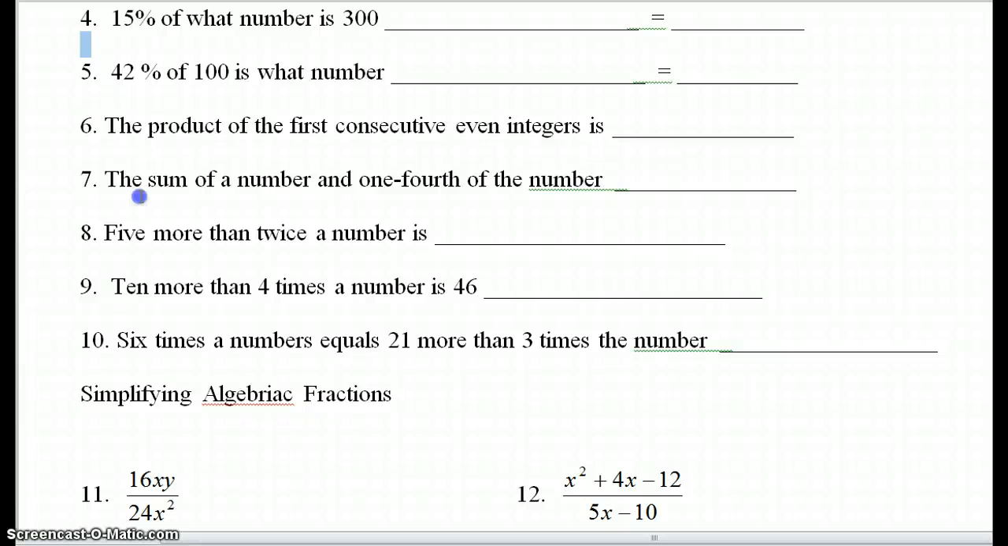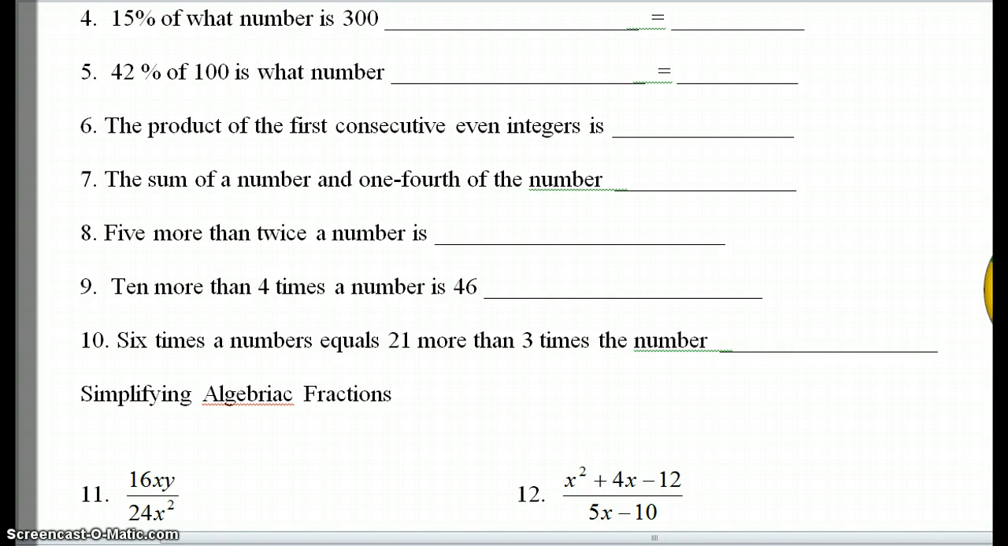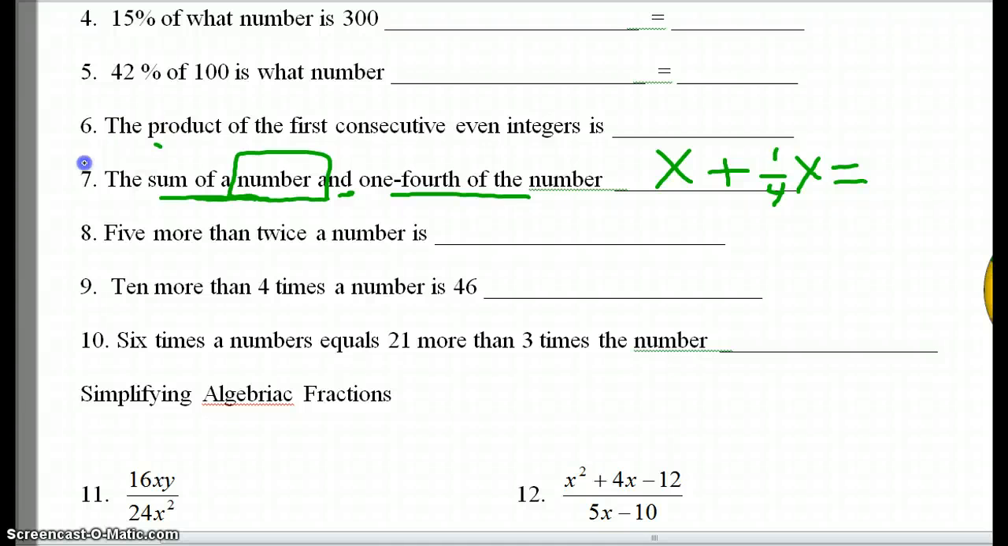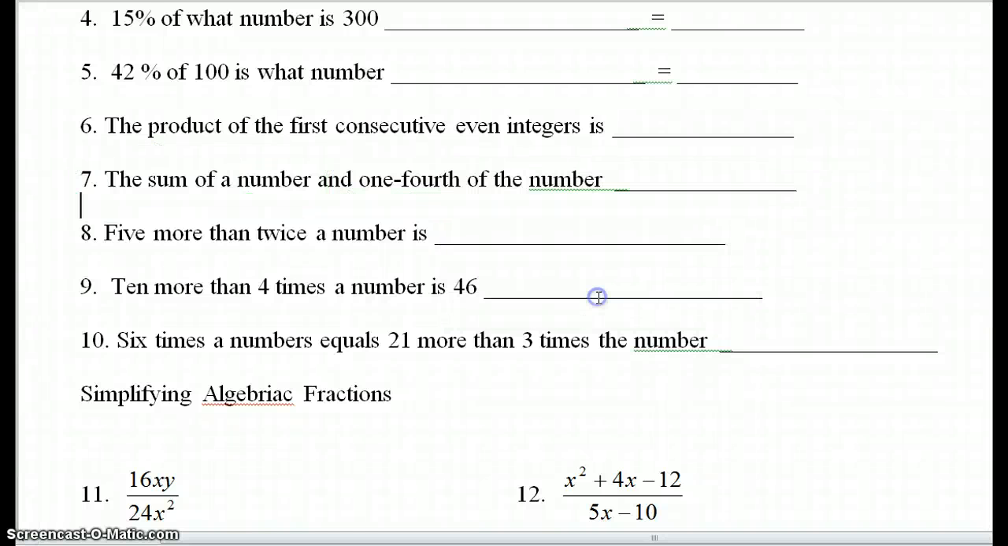The sum means add. So I have the sum. I know I'm going to be adding something. It says a number. I don't know what that number is, so X might be a good choice for that. And 1/4 of the number. 1/4 the number equals what? Again, you kind of get an idea that I'm taking all of these words and I'm changing them into an equation. So in Skill 4, a lot of Skill 4 has to do with word problems, and I want you to practice translating English into math and then solve.